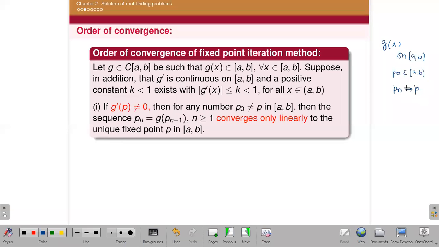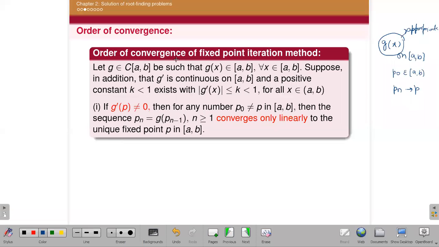When will it converge to p? When this g of x is appropriate. Appropriate means it satisfies those 3 conditions on this interval ab. So even its convergence depends on the g of x. So obviously its order of convergence will also depend on g of x only. If you choose your g of x wisely, then you will get the convergence, and then you can say something about its order of convergence also. So its order of convergence is totally dependent on g of x only.